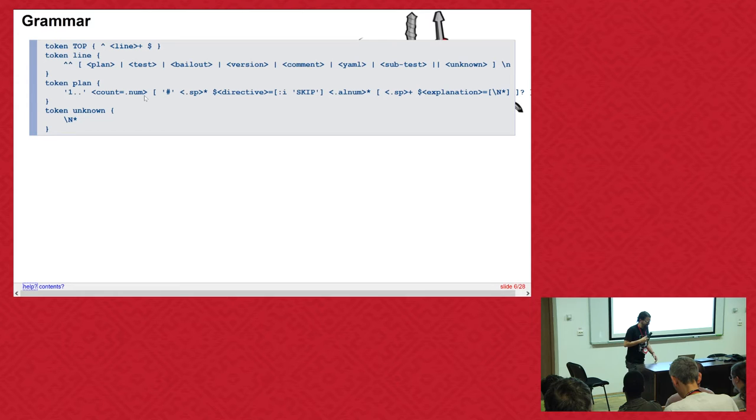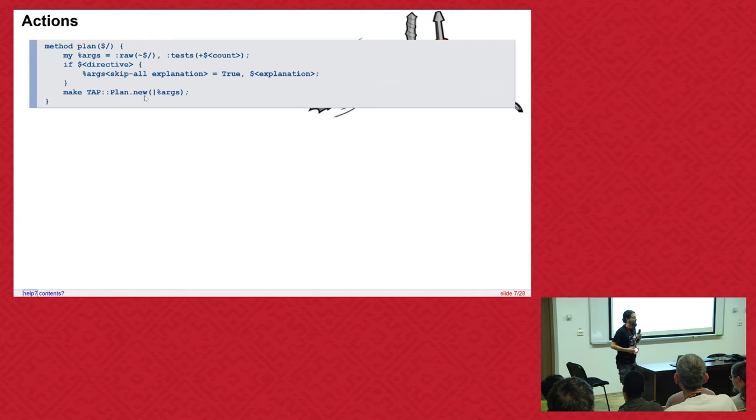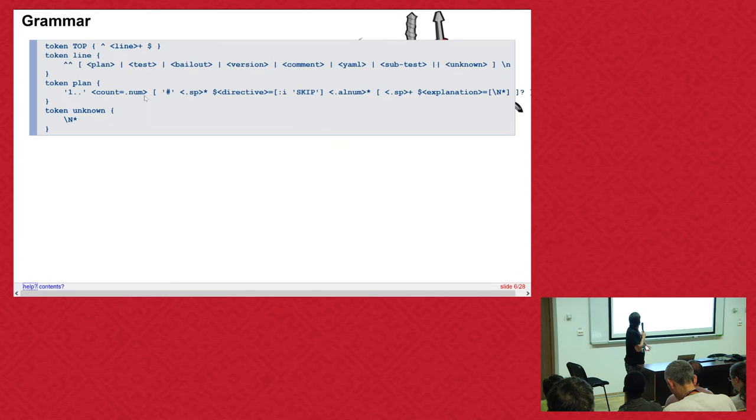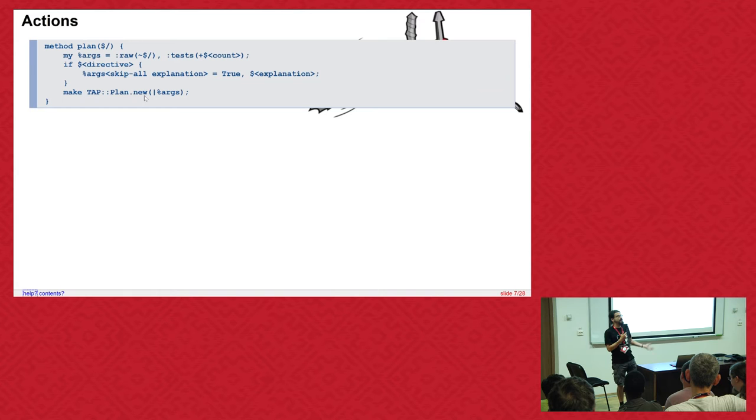And the second step after this are the actions. The TAP grammar is used together with the actions to essentially produce an abstract syntax tree. In this case, in the plan line we save the number of tests and the other data, and then here we gather it and we stuff it into an object, which is then later on used by the other parts of the parser.